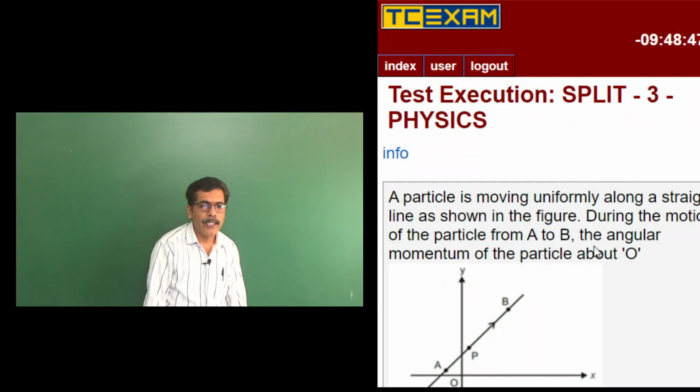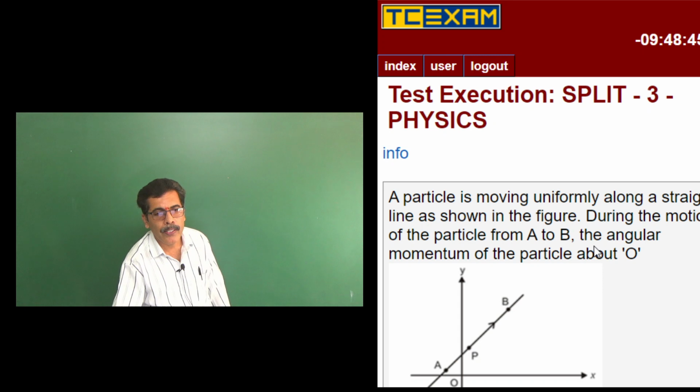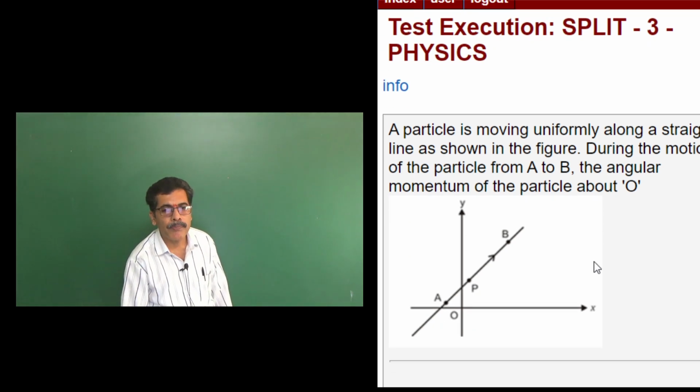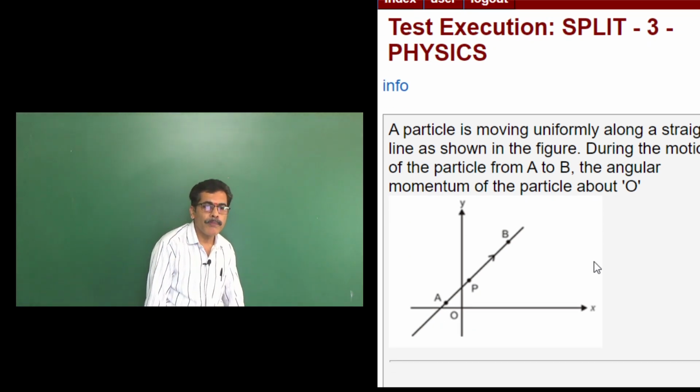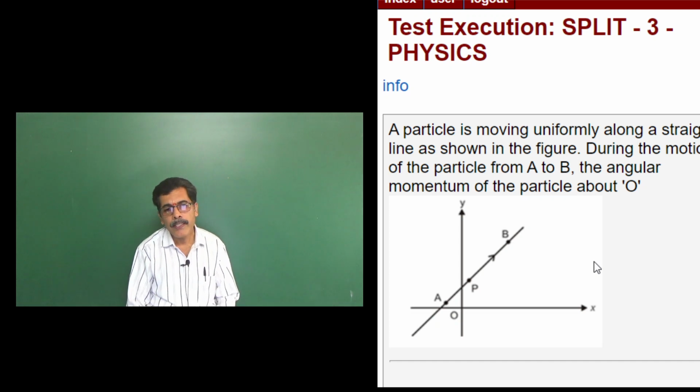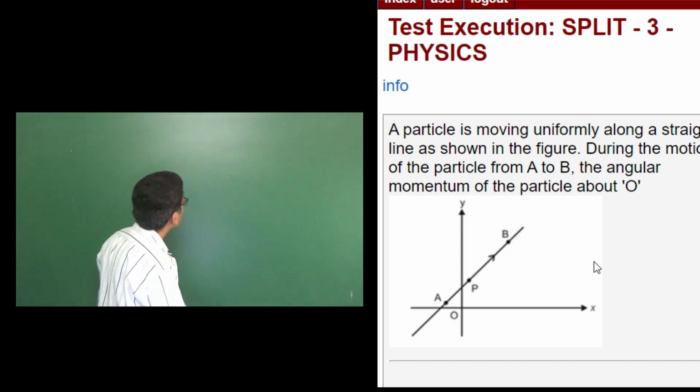A particle is moving uniformly along a straight line as shown in the figure. During the motion of the particle from A to B, the angular momentum of the particle about O is.